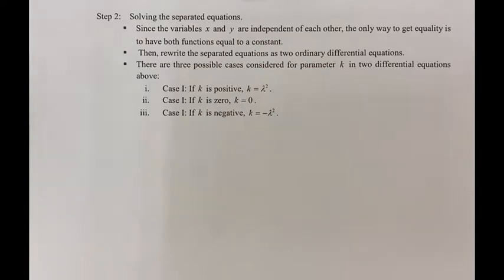Once you know how to separate the variables, we can proceed with the second step, which is solving the separated equations. Since the variables x and y are independent of each other, the only way to get equality is to have both functions equal to a constant. Then rewrite the separated equation as two ordinary differential equations. And the last one, there are three possible cases considered for parameter k in the two differential equations above. So you can have these three cases.